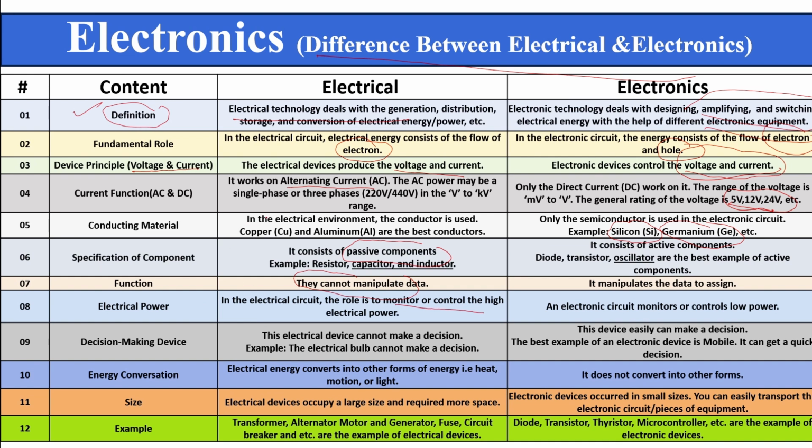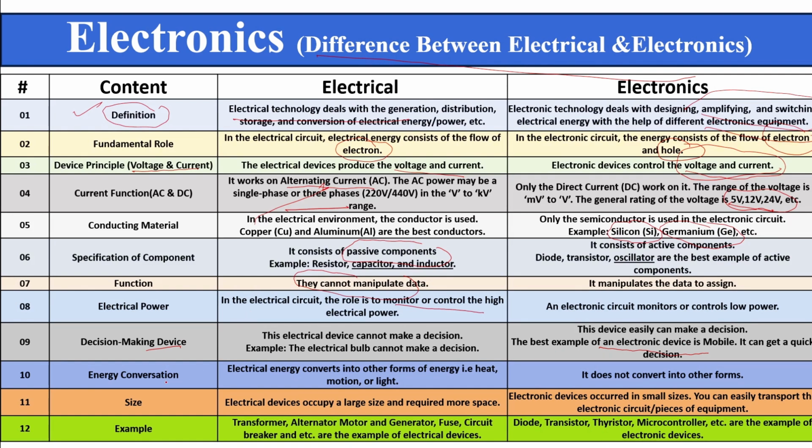The next point is decision making. Electrical devices cannot make any kind of decision, but electronic devices can easily make decisions. The best example of an electronic device is the mobile phone, and so many devices nowadays. Most of the devices that you see in your hand, like a smartwatch, are also electronic devices.